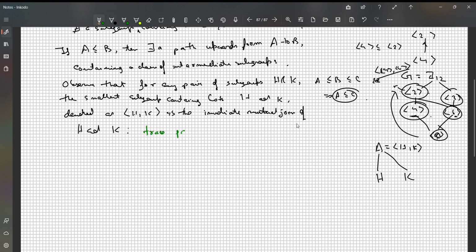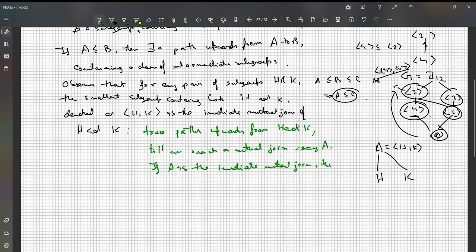So we can think of it like this: trace paths upwards from H and K till we reach a mutual join, say A. If A is the immediate mutual join, then A is this, else if there exists some A1 subgroup of A such that A1 is the mutual join, then A1 is the required one.